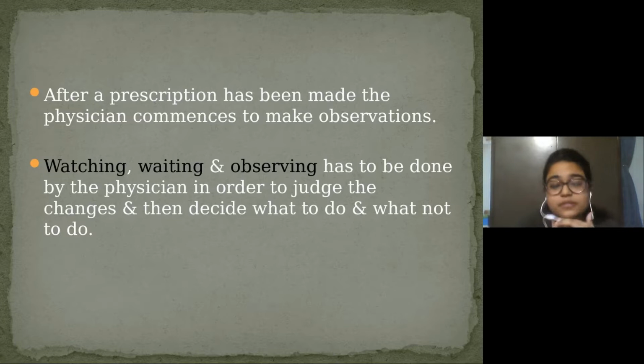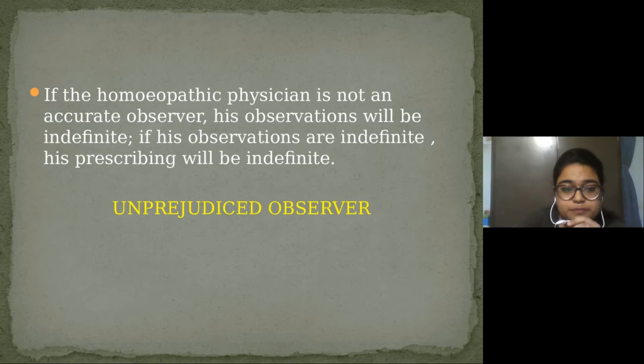We have to wait and watch and observe in which direction the disease condition is going. So watching, waiting, and observing has to be done by the physician after prescribing the remedy. And here also comes the word unprejudiced observer, because not only in case taking but also after prescribing any remedy, we have to be an unprejudiced observer, because Kent mentions in this chapter that if the homeopathic physician is not an accurate observer, his observations will be indefinite. If his observations are indefinite, his prescribing will be indefinite. So here also we have to be an unprejudiced observer.